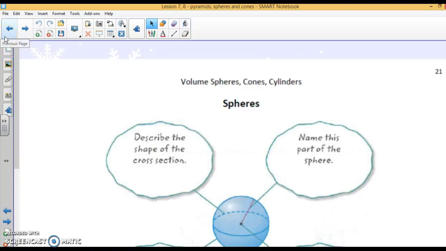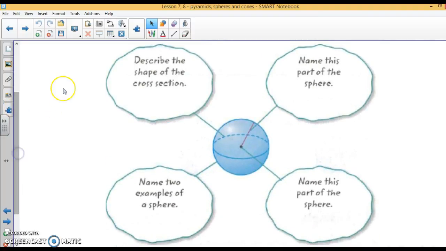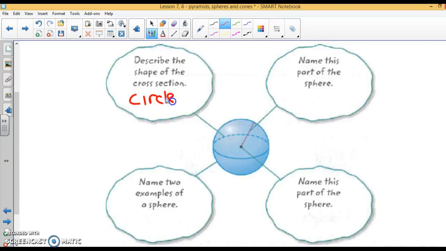Now, you are on page 23 in your notes. All right, here's a sphere. Okay, it's like a basketball. Describe the cross section of a sphere. Well, if you slice a sphere, you are going to have a circle. This portion of the sphere is a radius, just like a circle, except it's from the very center, so it's kind of hanging in the middle.